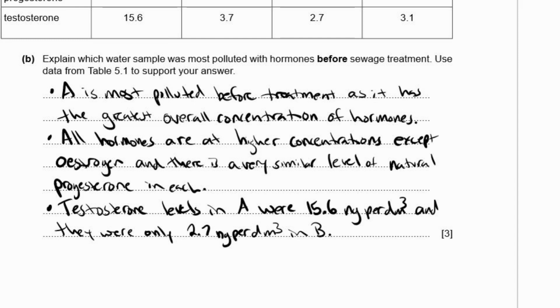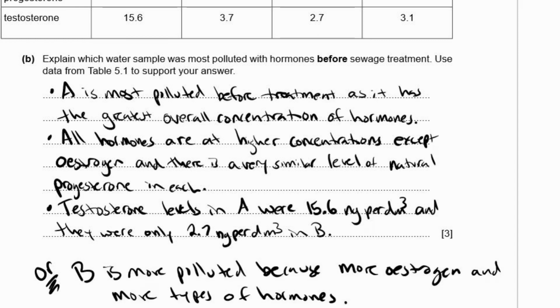So you could do it from the perspective of A being most polluted or B being less polluted. So testosterone levels in A were 15.6 nanograms per decimeter cubed, and they were only 2.7 nanograms per decimeter cubed in B. The reason why I chose the testosterone to quote as a data quote is because it's the one that has the biggest difference, makes the most effect on your claim that A is more polluted. So that's 3 good points. You could say these 3 points, or you can't say both. You can't say A and B. Or you could say that B is more polluted because there's more estrogen and more types of hormones.